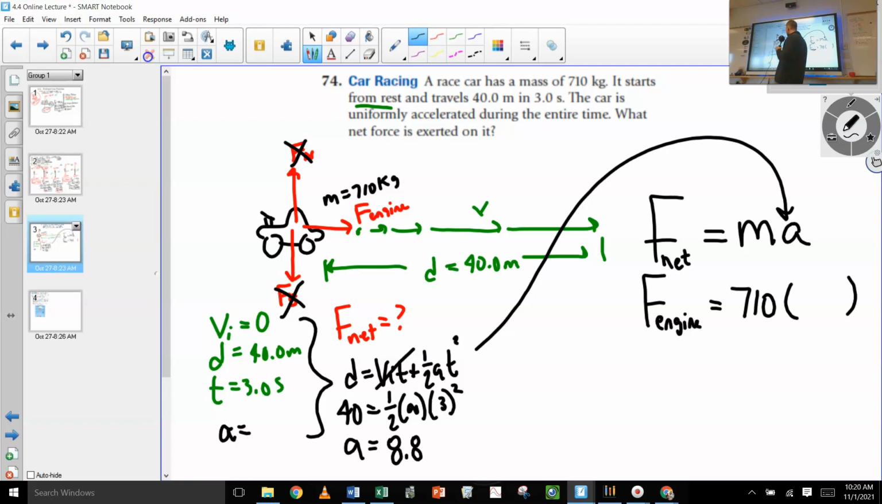Now, you might think that I should round that to 8.9 because of 2 significant figures. Here's where I'm going to leave a few extra significant figures in here and then do my rounding at the very end. So if I take 710 and I multiply by 8.89, I get 6,300.